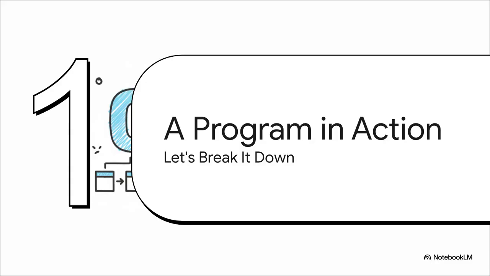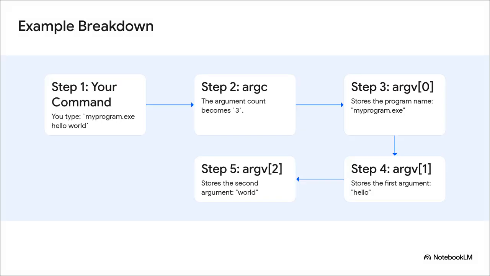Okay, theory is one thing, but seeing it happen is where it really clicks. Let's take a super simple command and see exactly what happens inside the program with argc and argv. Let's break it down. Let's trace this. So you go to your terminal and you type myprogram.exe hello world. The operating system sees three distinct words there, separated by spaces. So what happens? Boom. Inside your program, argc is automatically set to 3.